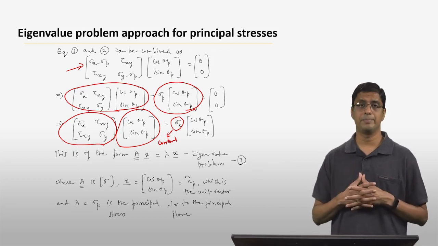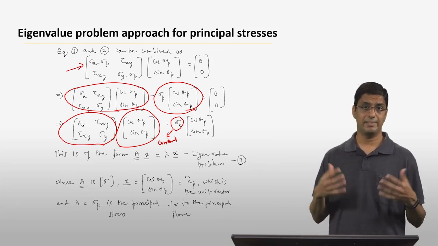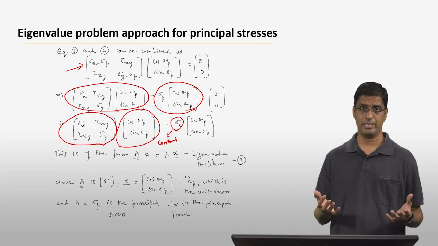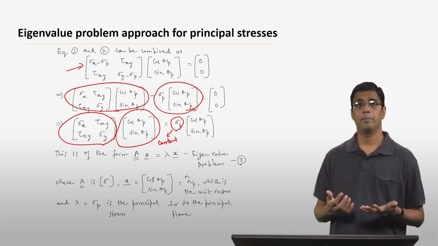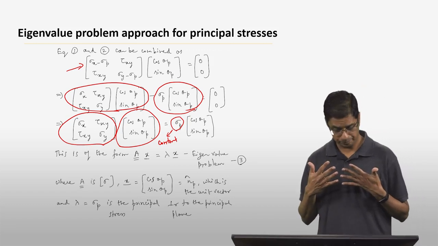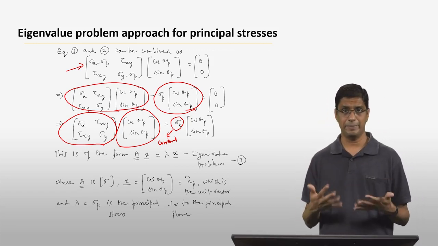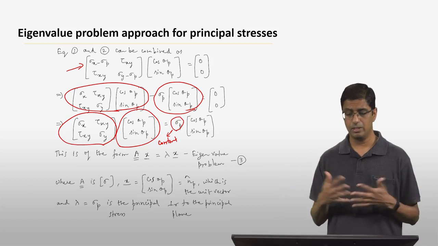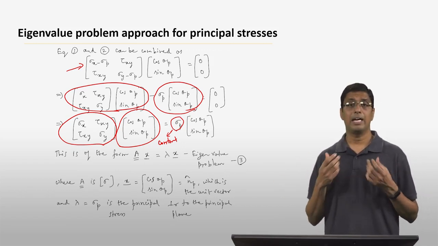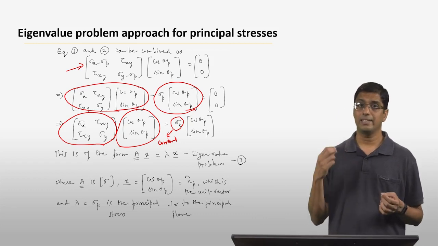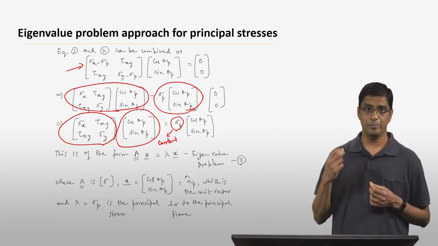So the matrix A is nothing but your stress tensor in 2 dimensions, and your x is nothing but the principal direction n_p cap. The reason that we have it as n_p cap is because it's a unit vector. And your lambda is nothing but your sigma p, which is your principal stress.